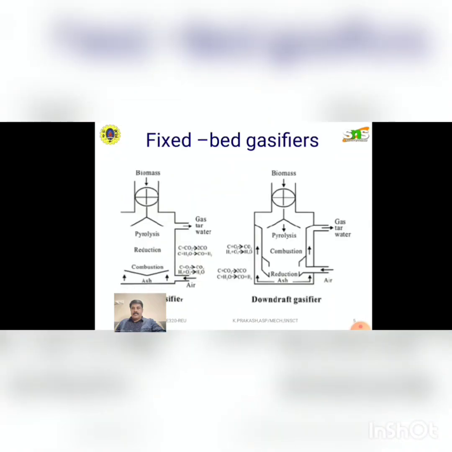Now let us discuss the updraft and the downdraft type fixed bed gasifiers. The updraft type is the simplest, always the first type of gasifier developed. In this type of gasifier, it is easy to build and operate. The air enters below the combustion zone and the gas is drawn off the top.